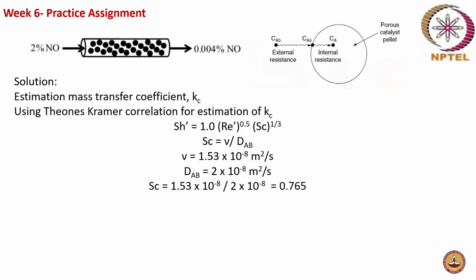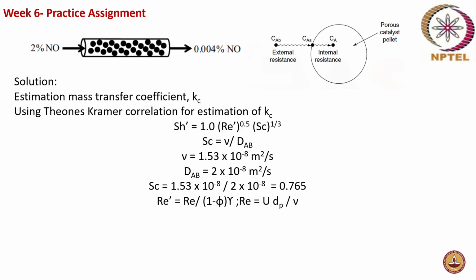The next parameter to be determined is the modified Reynolds number. Re prime is equal to Re divided by (1 minus phi) into gamma, where phi is the bed porosity. Do we have the bed porosity value? Yes, it is given as 0.5. And gamma is the sphericity or shape factor. Here they have already given that it is a spherical pellet, so the shape factor is going to be 1.